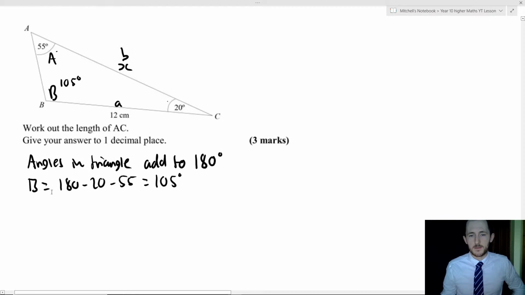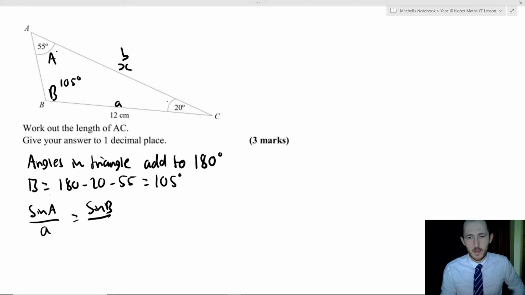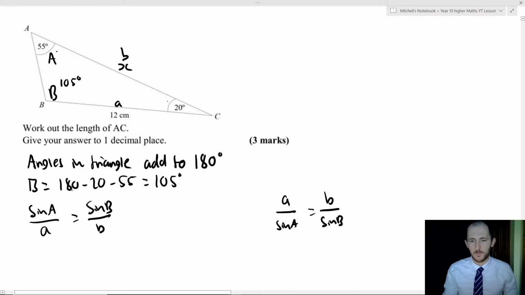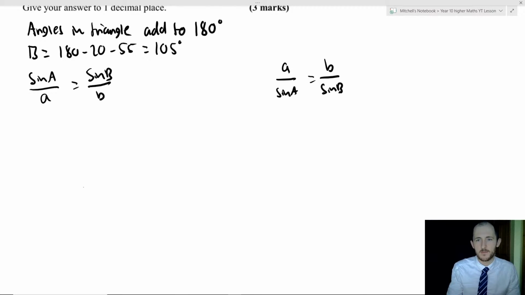Cool. So now, I'm going to do sine A over a again. And once again, you can use the method for working out sides. That's completely fine. I won't judge you. And then we can rearrange it for b. So if I rearrange this for b, I times both sides by b. And again, to do that on this side, I just times both sides by sine B, times both sides by a.